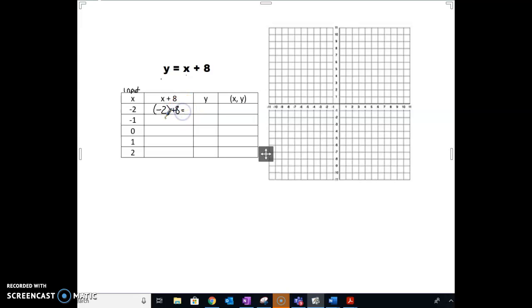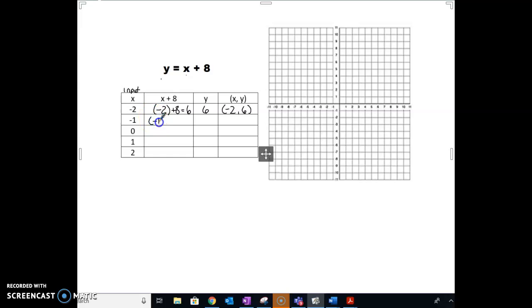When you add those, remember your integer rules. The signs are different. You're going to find the difference and keep the sign of the larger. So it's going to equal 6. That means y is 6 when x is -2. You're going to plot the point x = -2, y = 6. Then you can find the rest of these points.